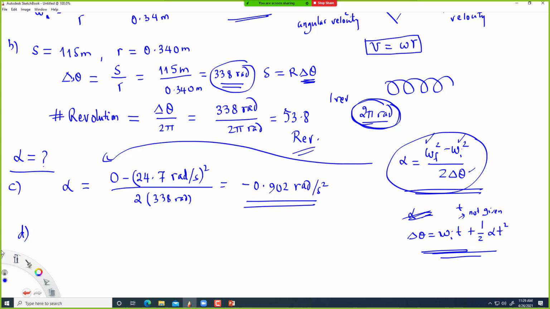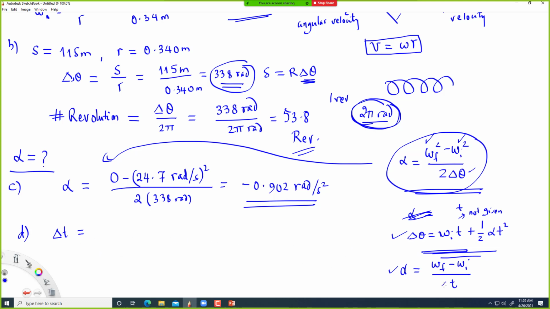And then part D, the time it took to come to a stop. So we want to find time, t or delta t. We have two formulas that have time. Which formula should we use? We have this formula, and we have alpha is equal to omega final minus omega initial over time. You can use either one, both are fine. So let's use the third one.